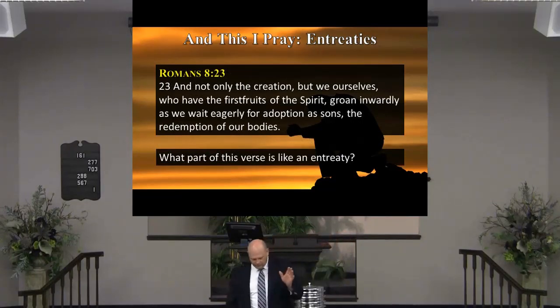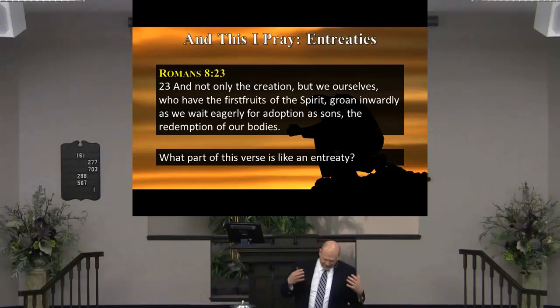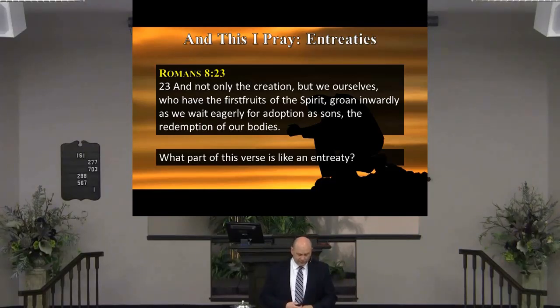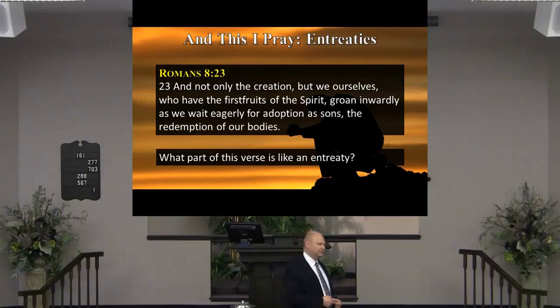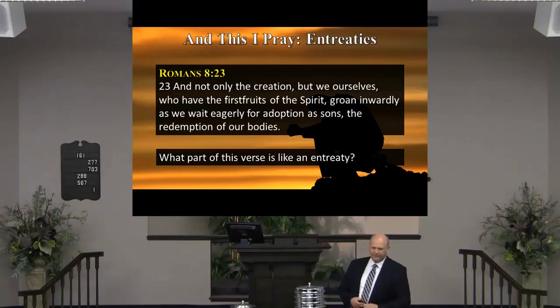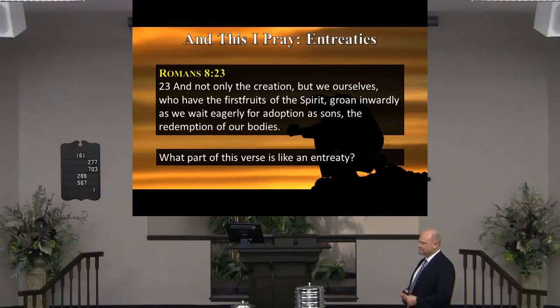Real quickly here, the writer of the lesson had Romans 8:23 in here and talked about this other idea of entreating. He says there in Romans 8:23, and not only the creation, but we ourselves who have the first fruits of the Spirit groan inwardly as we wait eagerly for the adoption of sons, the redemption of our bodies. So what part of this verse is like an entreaty that he's talking about here? What do you think? Groaning inwardly. Yeah, he talks about groaning inwardly.